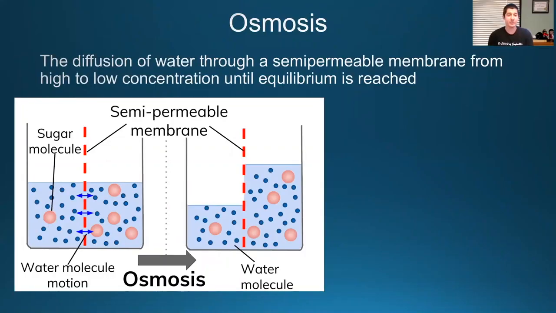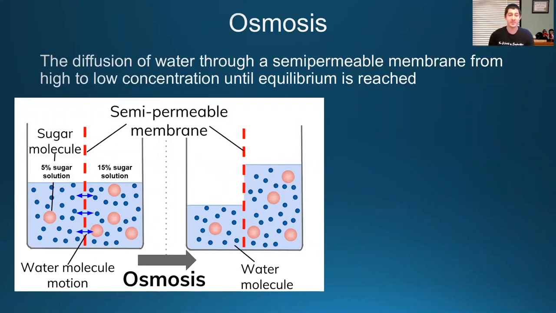So in this example, we have this beaker of water, and we have a semi-permeable membrane separating it in half. On the left side, we have a 5% sugar solution. So those large red circles are sugar molecules. And those are too large to pass through that semi-permeable membrane, but the water molecules are able to pass through the membrane. So the left side, we have a 5% solution. The right side, we have a 15% sugar solution.